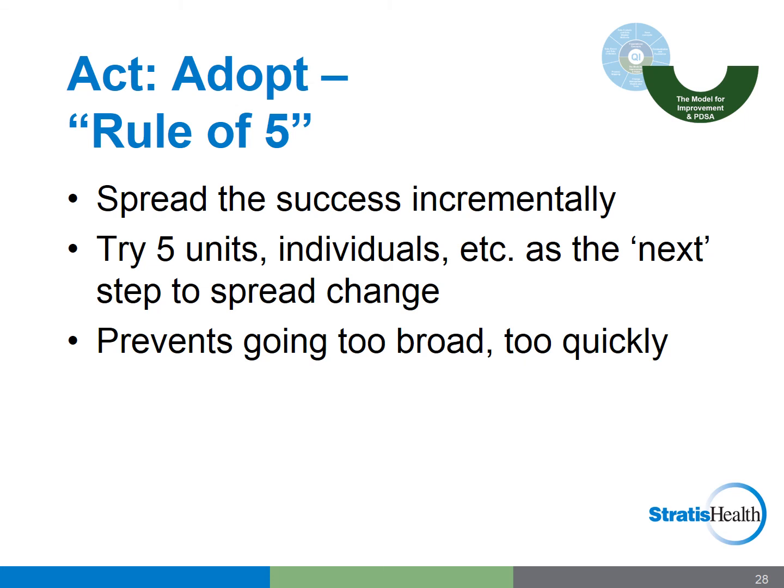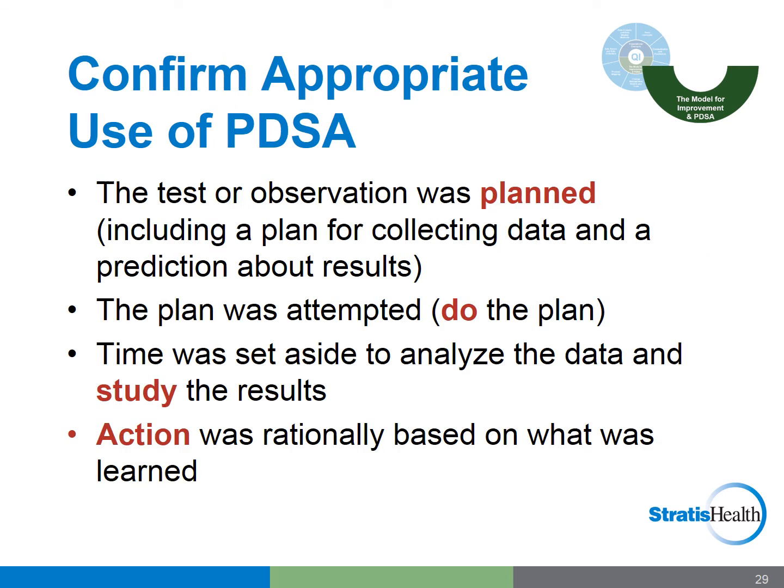The rule of 5 helps restrain spread that may be too quick and too broad for the organization to adjust to, and also allows for more gradual confirmation before we truly scale up and spread change. Once you've filled out your PDSA form and completed all 4 steps, one complete test cycle, you can check your work by asking the 4 questions here that will confirm if you are actually using the tool as intended.